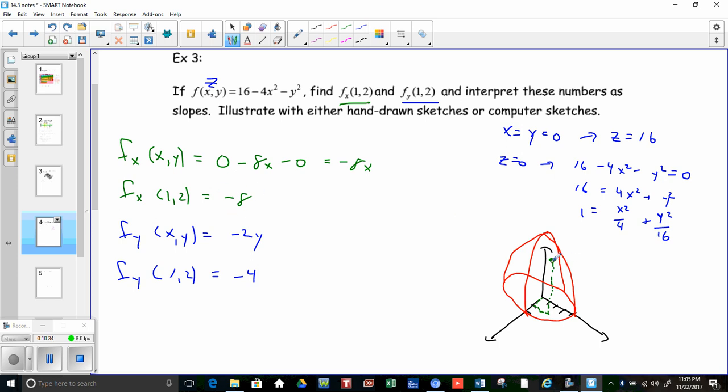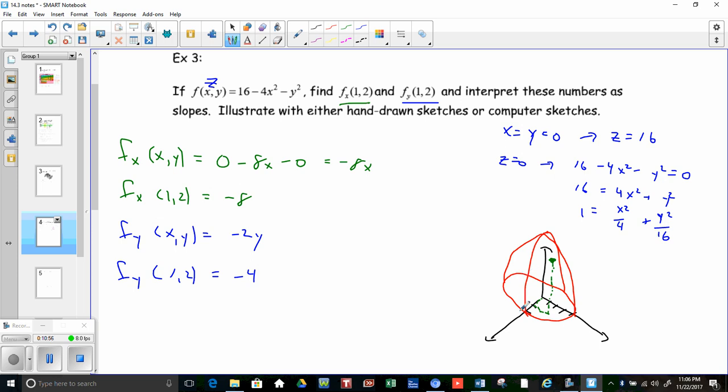So for every change of 1 in the x direction, the z value is dropping by 8. And that makes sense. Look how steep this thing comes down. For every change of 1 in the x direction, the z value is dropping by 8. If you really think about it, it makes sense. If I start at 0 and I go out 1, I'm going to be at negative 8.